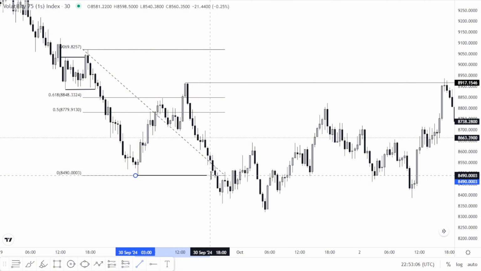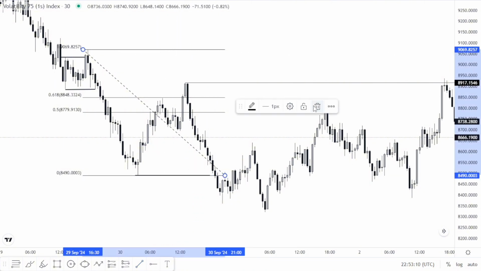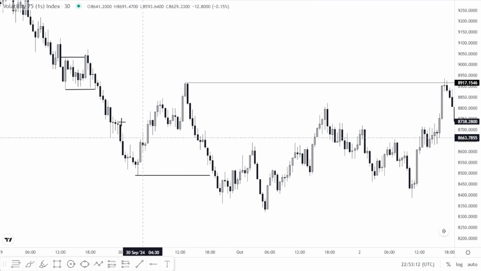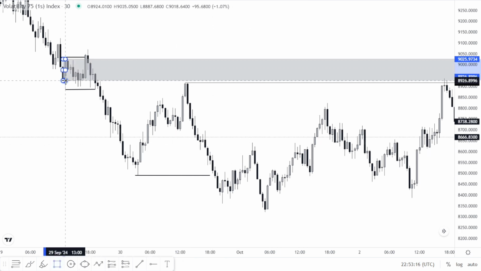Right here we have the second break of structure. So I'm going to go ahead and delete my Fibonacci. Now I'm going to mark my POI. POI stands for point of interest. So I marked my POI.